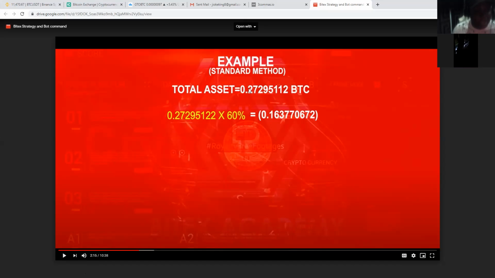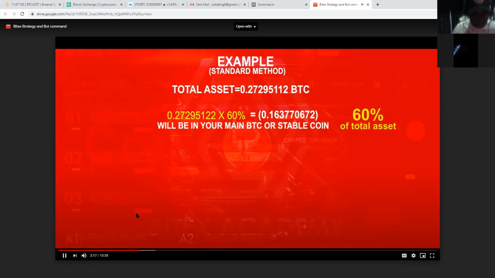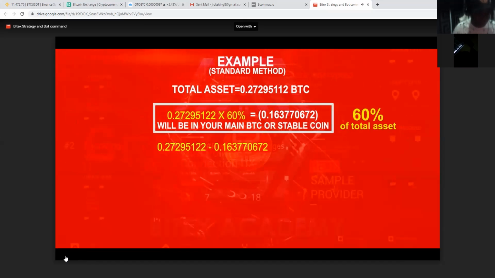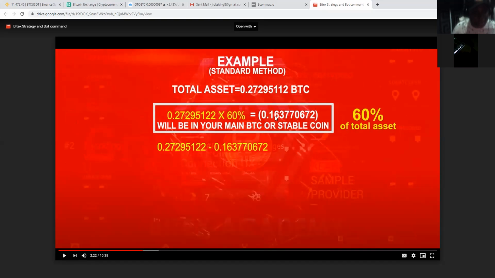So remember, if this 0.27279251112, are you seeing it? Yes. Is your total assets in your trading account. Now, to be able to get your 60%, you have to do 0.2795122. You can do approximate. Do you understand? Okay. Approximation. Yes. Now, times 60% equals 0.61770C72. That's 60% of your total asset. Do you understand? Now let's play the video again. Now, do you see it? That this 0.1C7770C72 is your 60% of total assets. Are you getting my point?